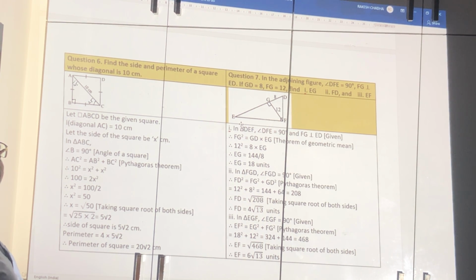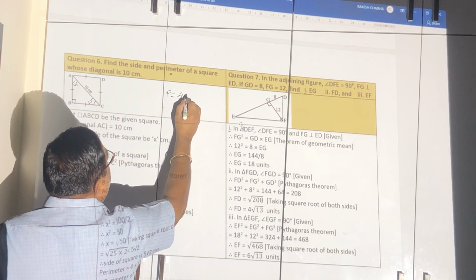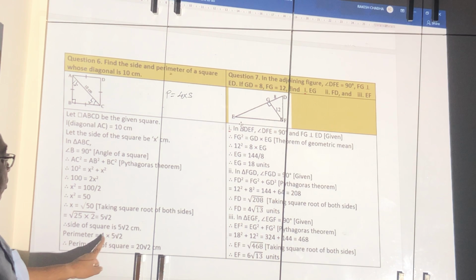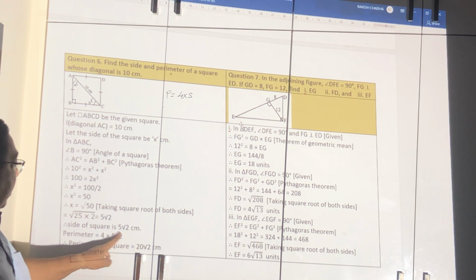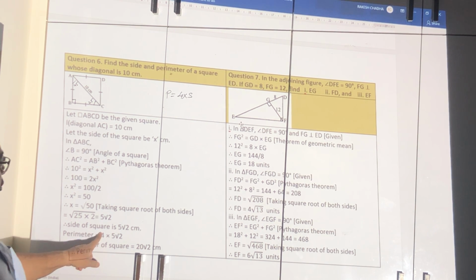And we have to find the perimeter. Perimeter is 4 times the side. So 4 times the side, 4 and 5 is 20. Don't multiply root 2 by 4. That means you did not learn tables in your lower class properly. Okay? 4 fives are 20, root 2 centimeter. Be careful, do not make a mistake.